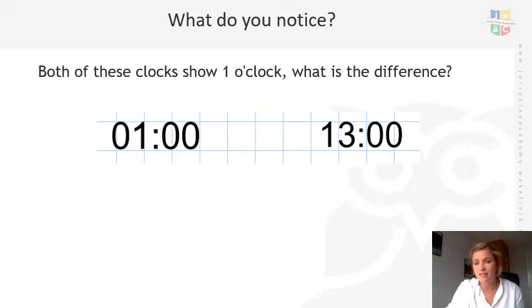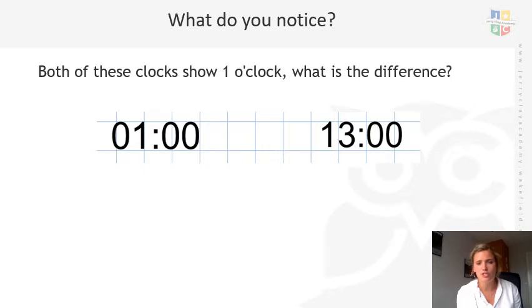So if you've said that the minutes are the same, you are correct, because both have the same number of minutes, because remember, the right hand side is the minutes and the left hand side of the colon is the hour. So the right hand side says 00 for both, and we know that if it is 00, it is o'clock because no minutes have passed yet. So we can see that they're both at o'clock.